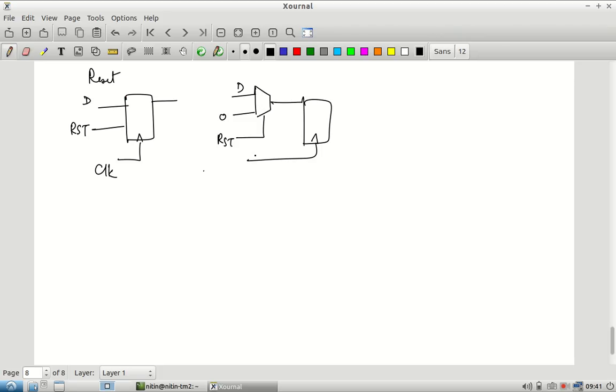Now, what is the constraint when I do this? When will the flip-flop get reset? When will the output go to 0? At the next clock edge, after I make the reset equal to 1. So this is a so-called synchronous reset, where it will go to 0 only after the next clock edge. Another way of doing it would be that I have a so-called asynchronous reset.